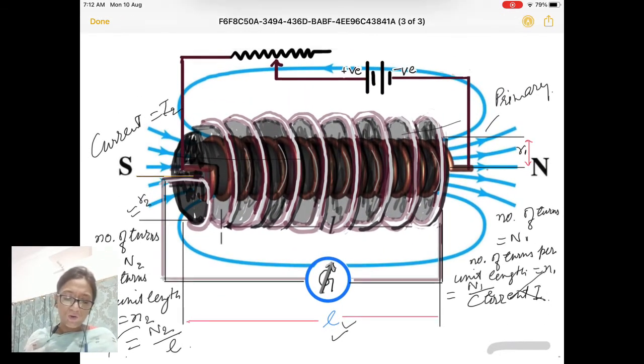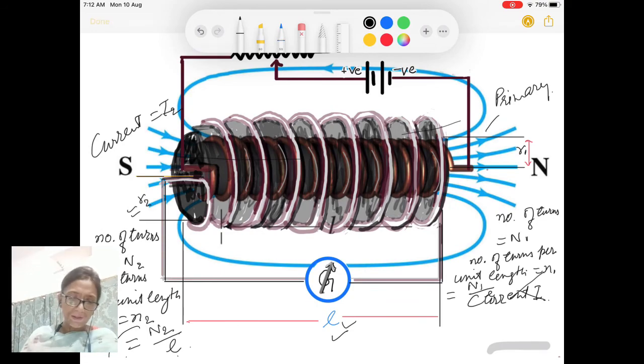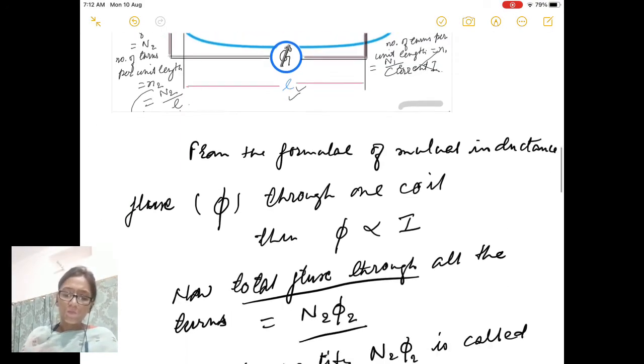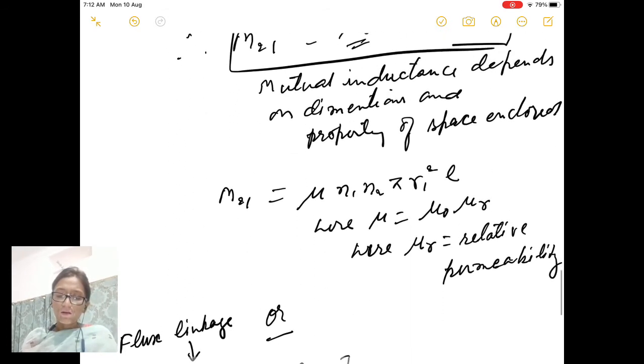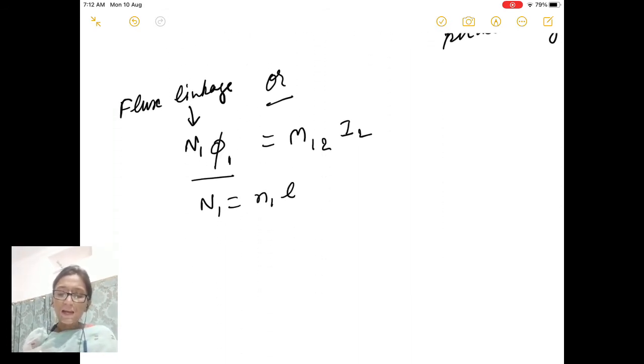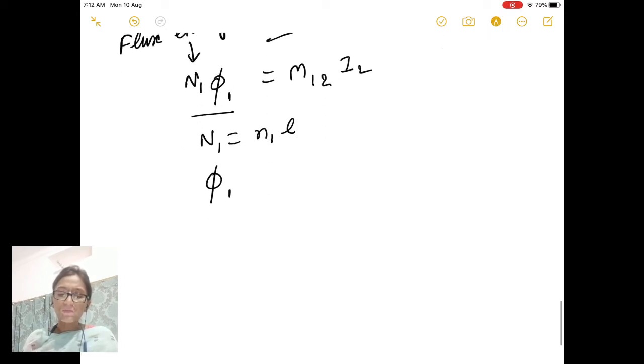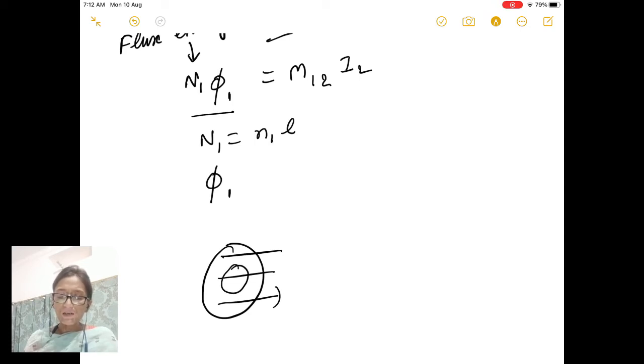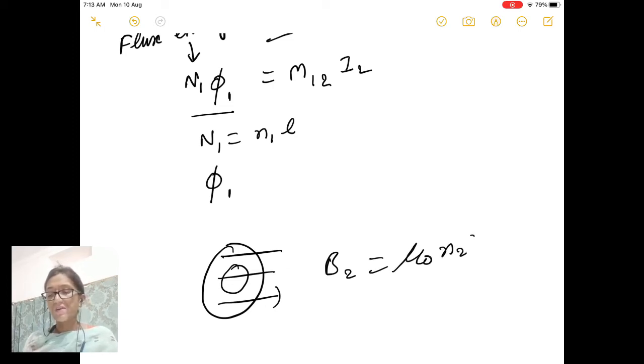here you can see N2 is equal to the number of turns per unit length. So N1 is this much, phi 1. So what is phi 1? The whole magnetic field is uniform from the larger solenoid, and that field due to the secondary is equal to mu naught N2, the number of turns of the secondary, and the current flowing through the secondary. Now the field is the same. The same field is here. The same field is inside the inner solenoid also.